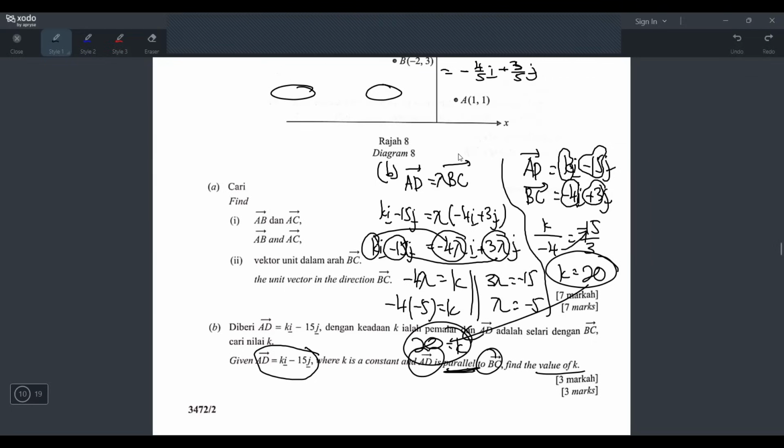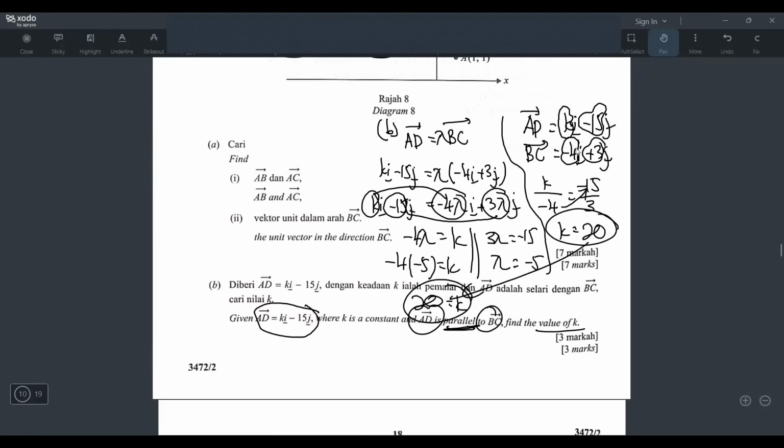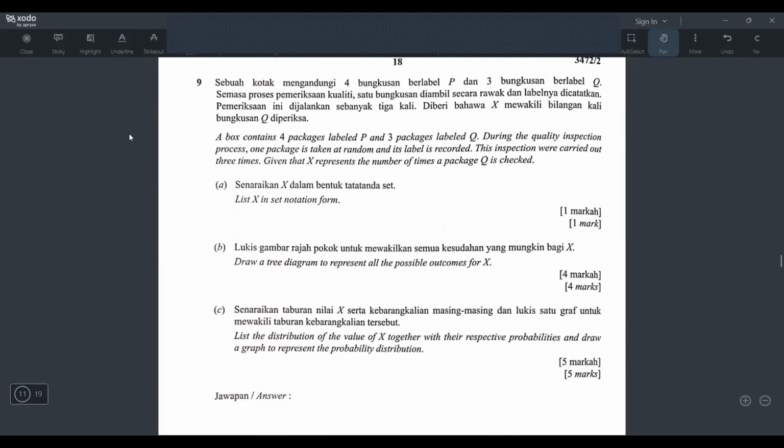Because if they ask you to find the ratio for AD BC, then you must use this method, right? Because only this method will help you find the ratio. But this question never asked me to find ratio, right? That's why if you want to do fast, I can do it like this also. Okay, I'm done. Let's continue.